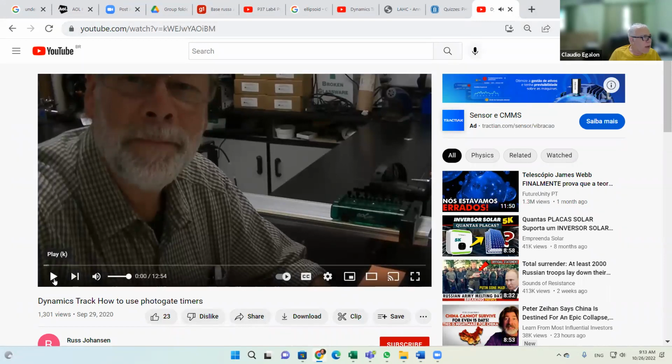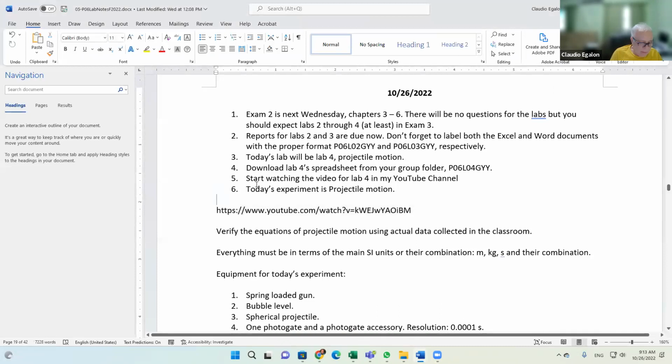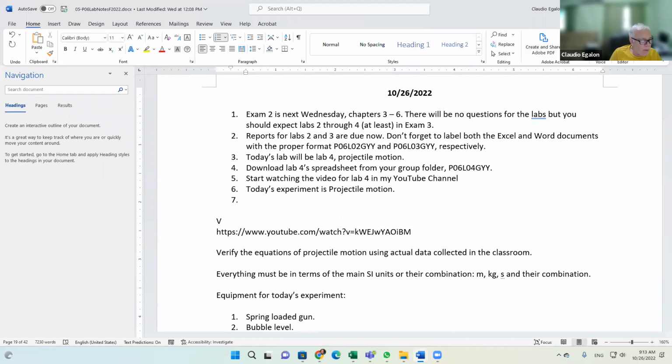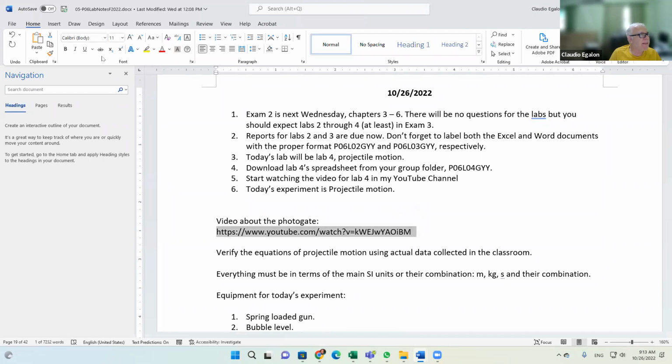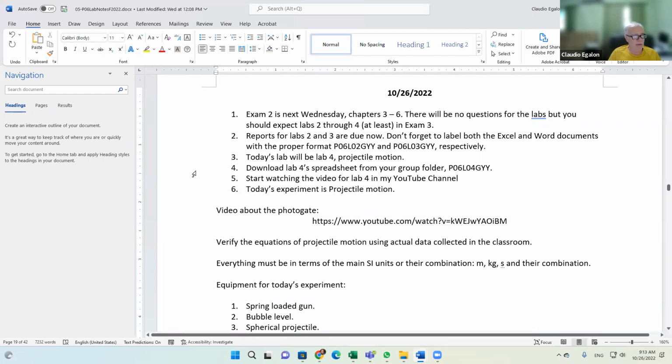No, that's not this one. Okay, that's another one. Okay, this is another video that we're going to look into. So this video is about the photogate, okay, that's a good one, so you can have a better idea how the photogate works. If you haven't worked with it, you do not know. You don't have a clue how it works, right?